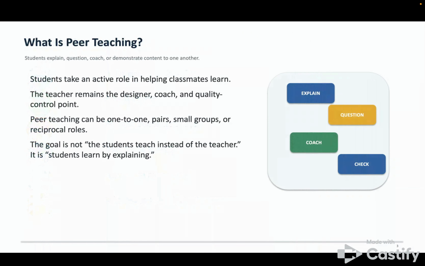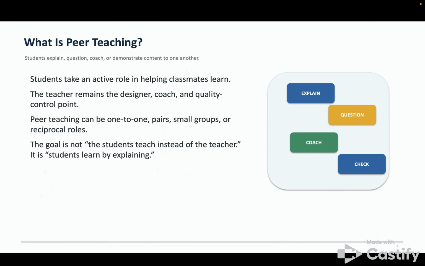So, what exactly is peer teaching? Peer teaching occurs when students take an active role in helping another student understand something. That could be as simple as one student explaining how they solved a math problem to another student. It could be a student explaining a scientific process. It could be two students discussing why they believe a particular answer is correct. Or it could involve a student teaching a small portion of a lesson to classmates.